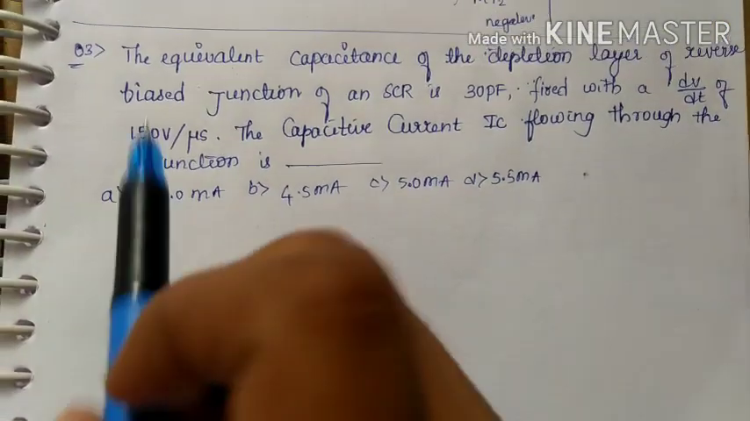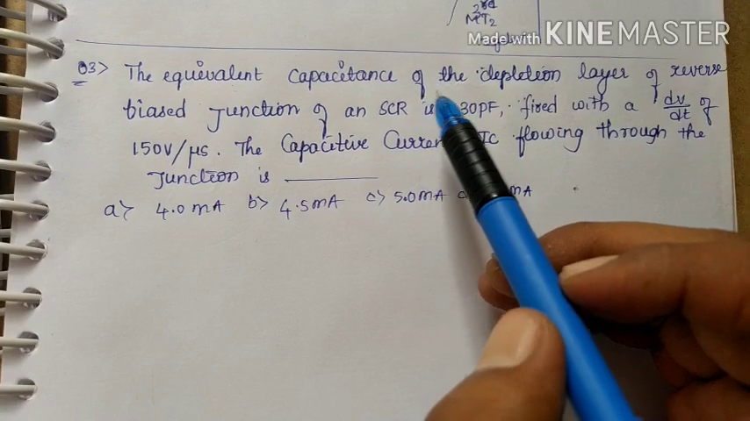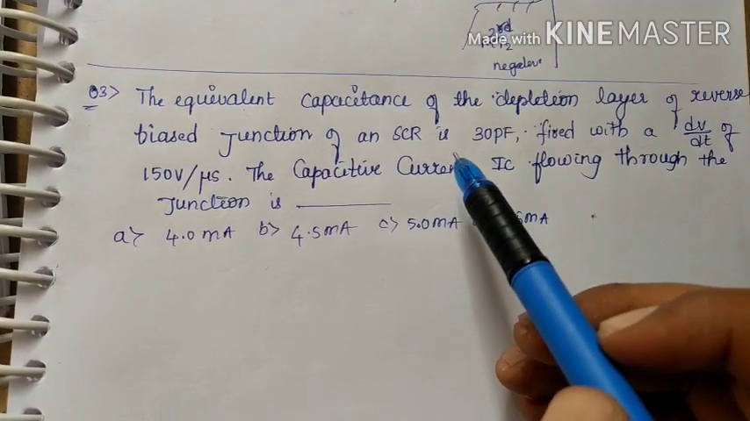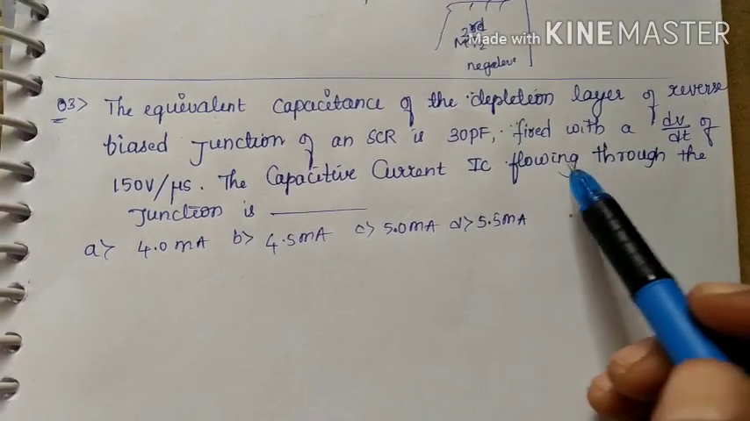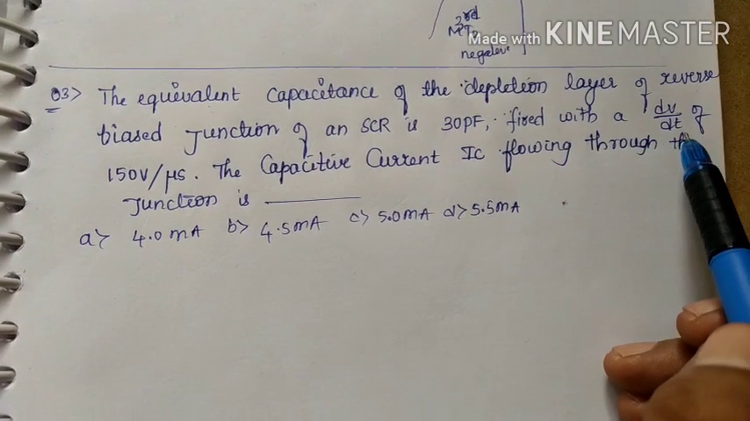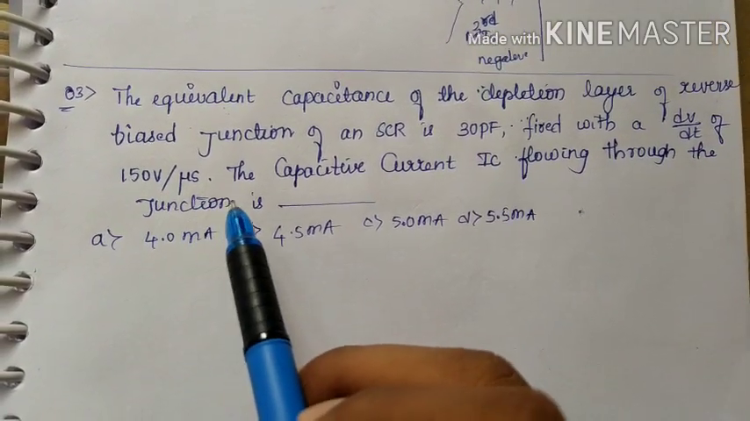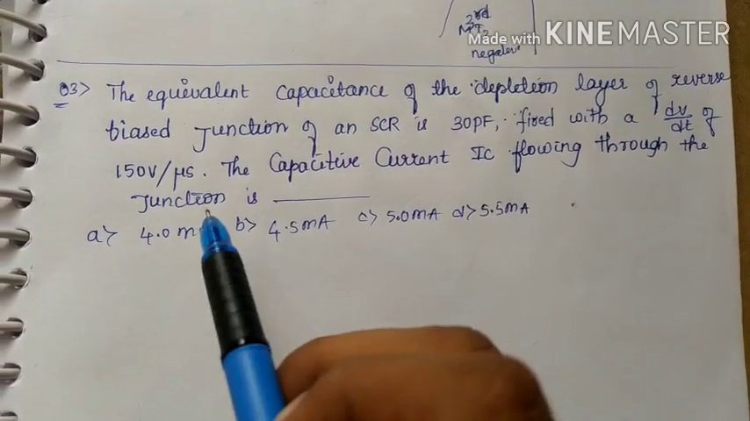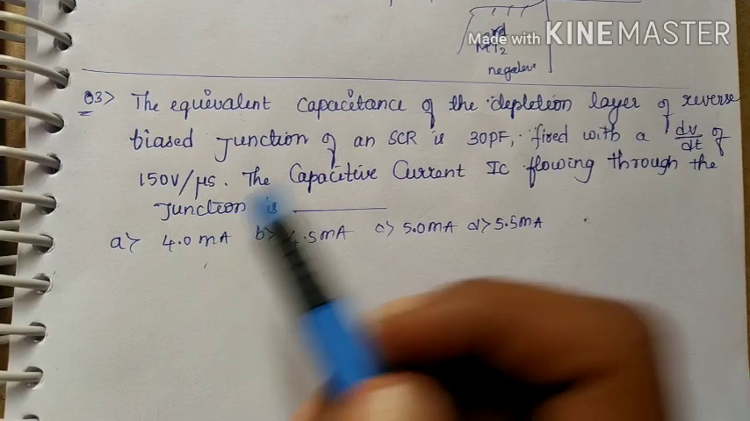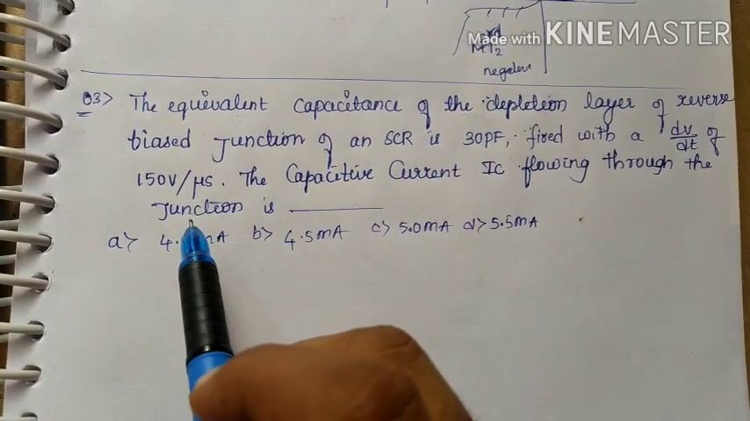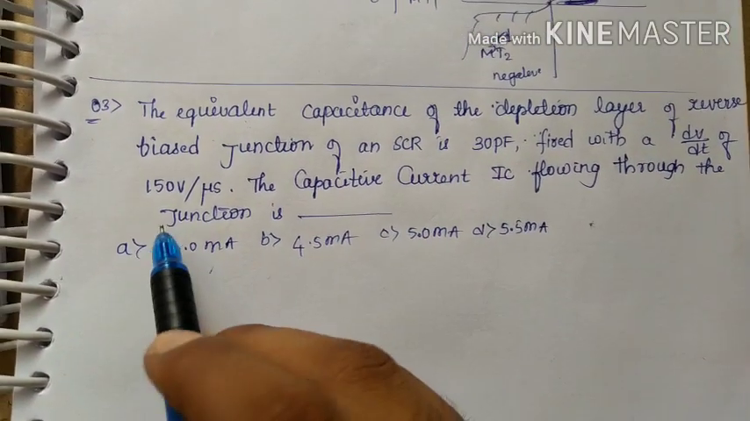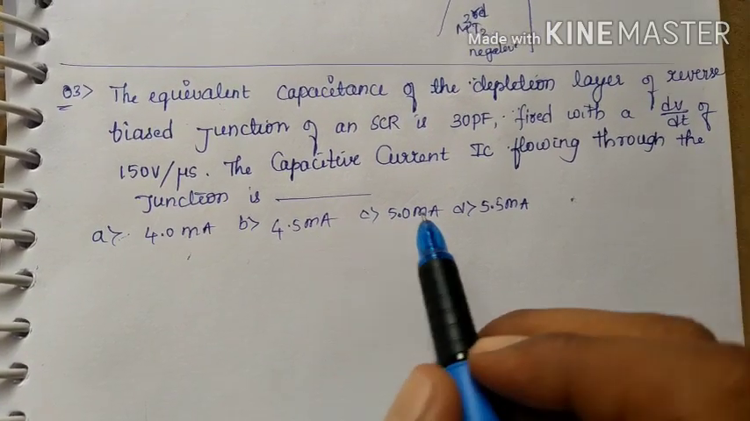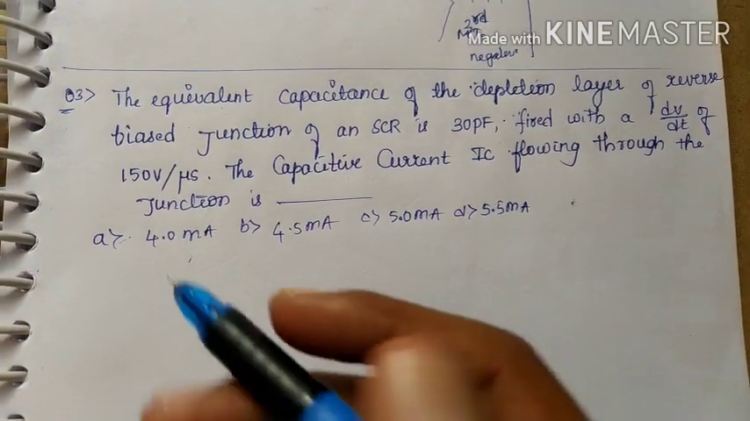So the next question. The equivalent capacitance of the depletion layer of a reverse biased junction of an SCR is 30 picofarad. Fired with a dV by dt of 150 volts per microsecond, the capacitive current IC flowing through the junction is dash. So the capacitive current IC flowing through the junction is what they are asking. They have given options as 4 milliamps, 4.5 milliamps, 5 milliamps and 5.5 milliamps.